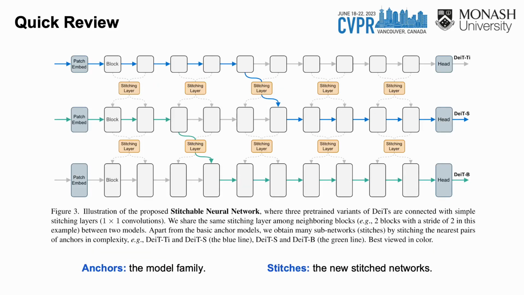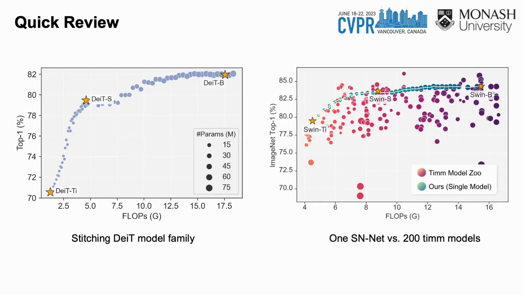Given a pre-trained model family, our method inserts a few stitching layers between these models. In this case, we can cheaply produce many new networks with a few epochs of fine-tuning. For example, by stitching DeiT models, we smoothly interpolate the performance between anchors. And furthermore, by stitching Swin Transformers, a single SN-Net can challenge hundreds of pre-trained models in timm.